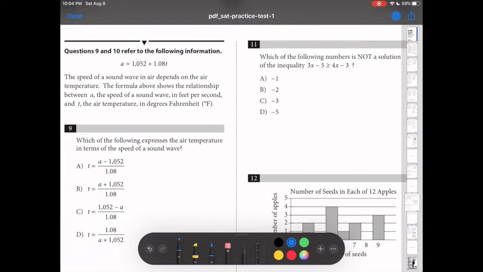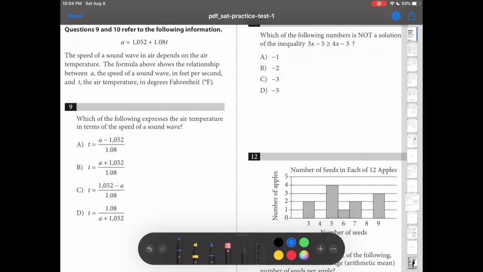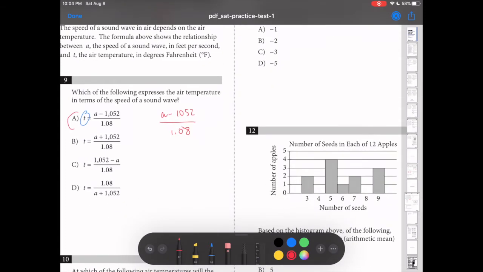Question sets 9 and 10 are grouped together. This looks like another linear equation type problem, so mx plus b. 9 is just simple rearranging, which we have done before. This time we just want to solve for t over here. And if you do that, it should be fairly simple. Isolate the t, so a minus 1052 over 1.08. That's a, as we have seen.